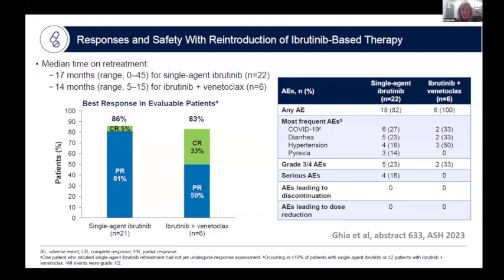And then on the right, some of the patients were retreated with I+V in combination, very small numbers, only 6 patients, but again, a very good overall response rate with a CR rate of about 1/3 of the patients.